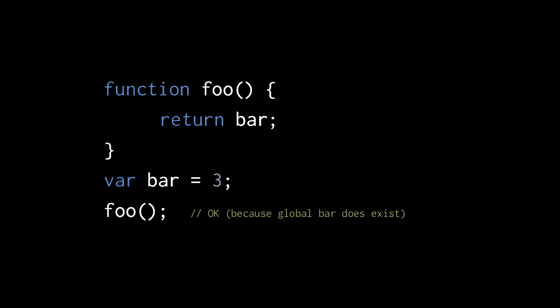Unsurprisingly, a global must already exist when we try to use it. When functions use globals, though, those globals don't have to exist by the time the function is created, only by the time they are used when the function is called.